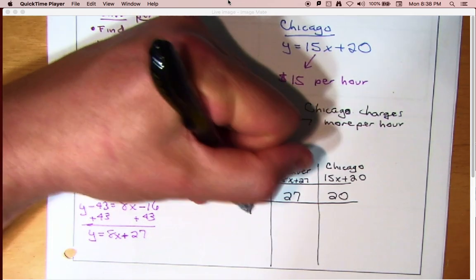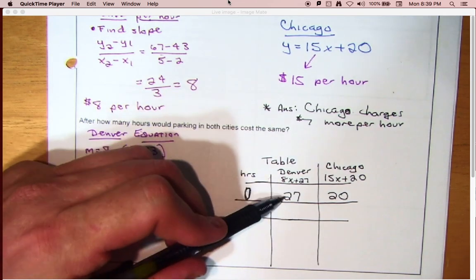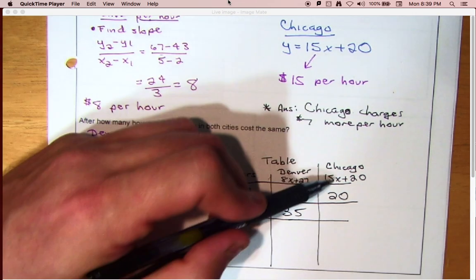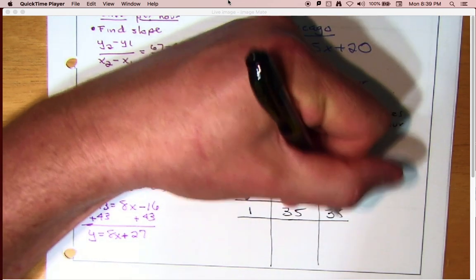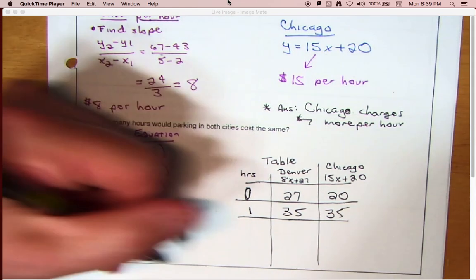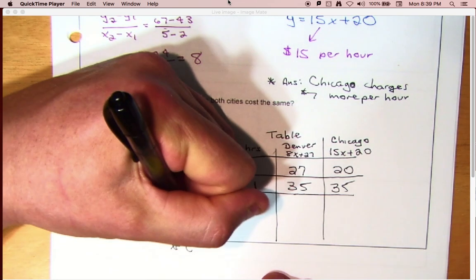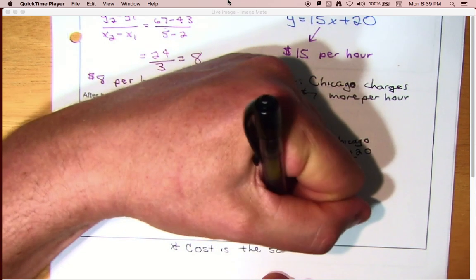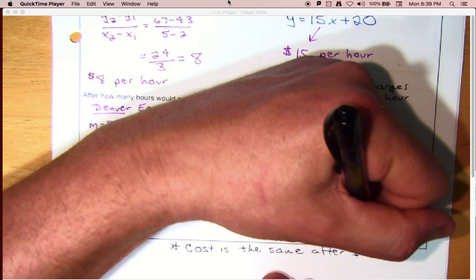After 1 hour, since you've got a slope of 8, you're going to add 8 to that: 35 bucks. Since you've got a slope of 15, you're going to add 15 because that's your hourly rate: 35 bucks. And look what they got. Same at 1 hour. So your answer would be the cost is the same after 1 hour.